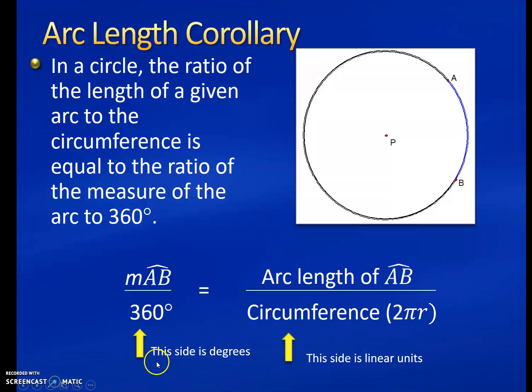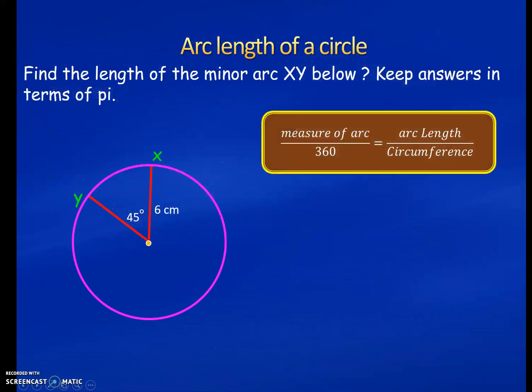This is important to get written down here, okay? This is all in degrees, and this side is linear units. We're never going to crisscross that, okay? So we're going to put everything about degrees in one of our ratios, and the other ratio is going to be all about the circumference. We're going to use linear units, okay? All right, let's go ahead and use that.